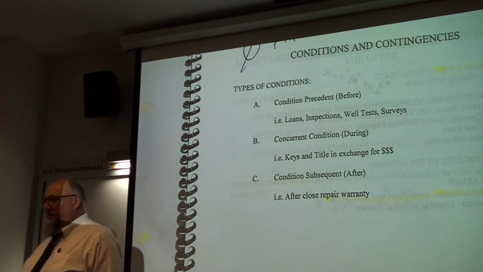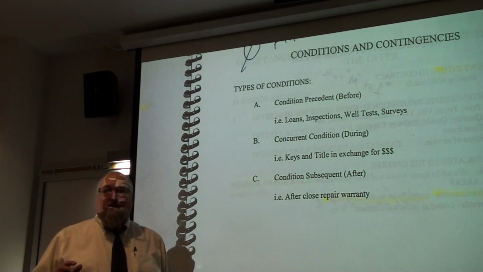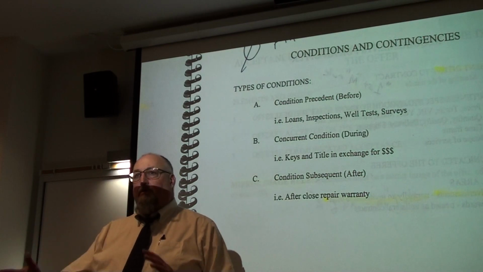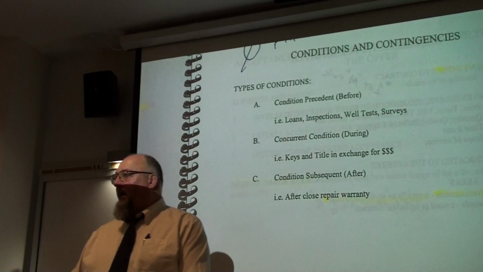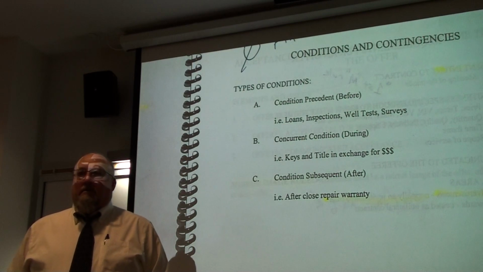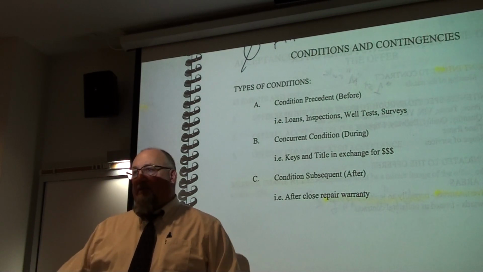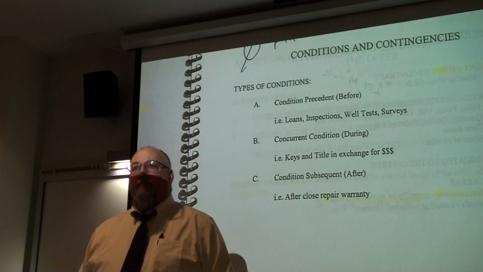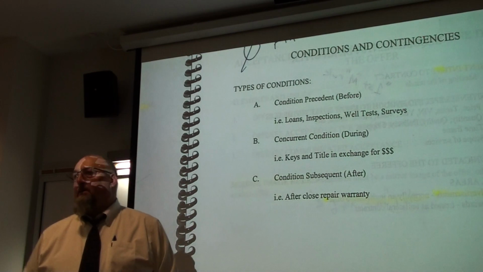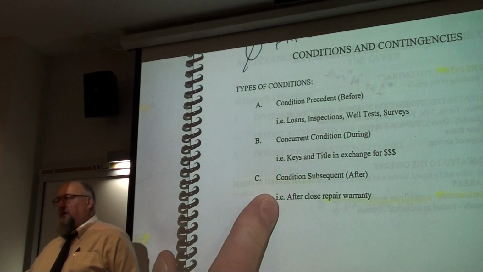A concurrent condition is something that must happen at the same time. So I buy your car, I pay you the money, you give me the keys and the title at the same time. That's a concurrent condition. And then conditions subsequent, or after the fact.